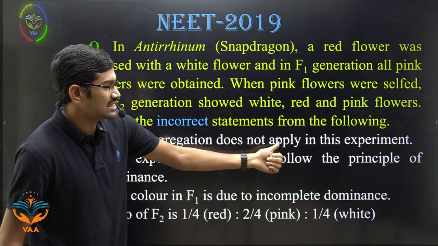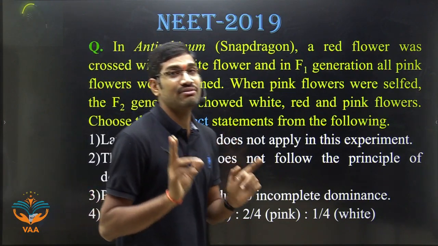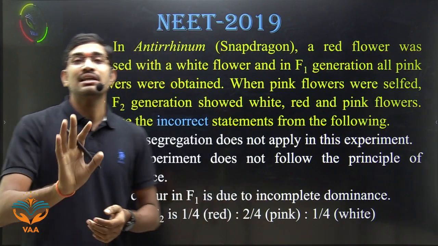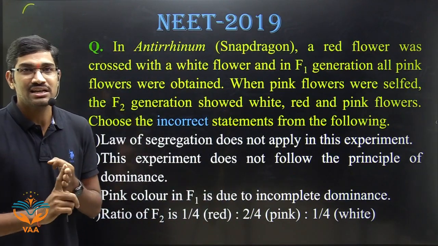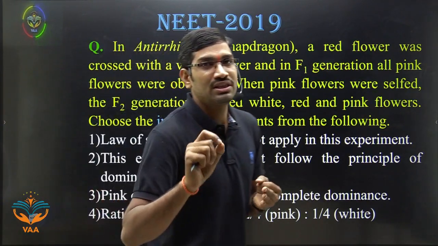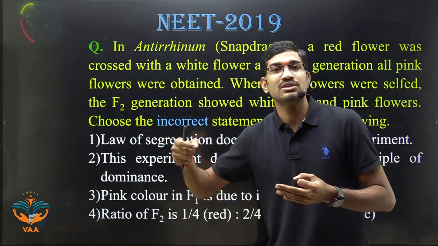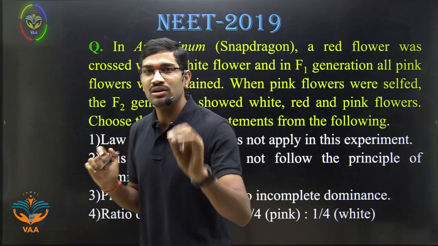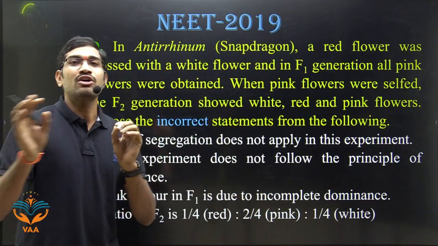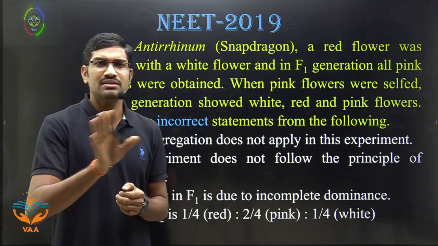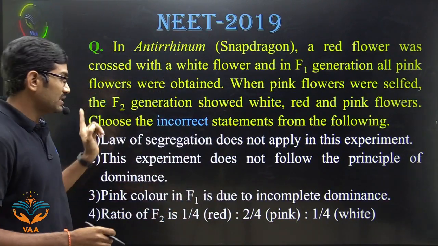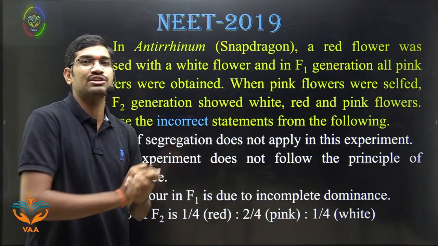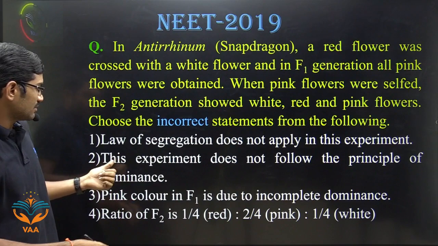Law of segregation does not apply in this experiment. Very, very important. Law of segregation is a universally applicable law. Mendel proposed 3 laws. Out of these 3, which is universally applicable? Suppose they are asking like this. It is the law of segregation. Everywhere it is applicable, and the only rare event, called non-disjunction, is the exception, but that is a different case. So please remember, it is applicable everywhere, but here they are saying it is not applicable. So this is the wrong statement, but anyhow we will go through the remaining statements also.